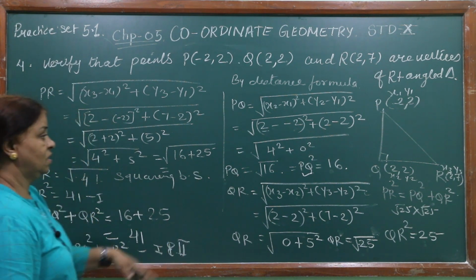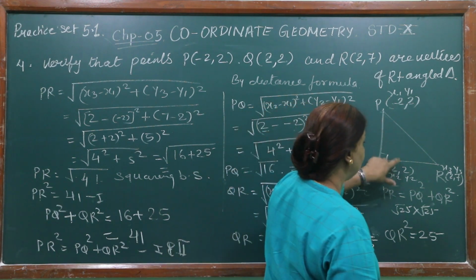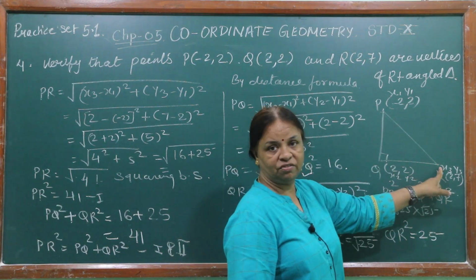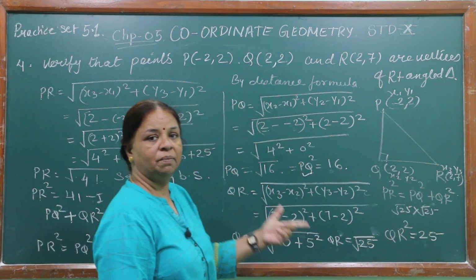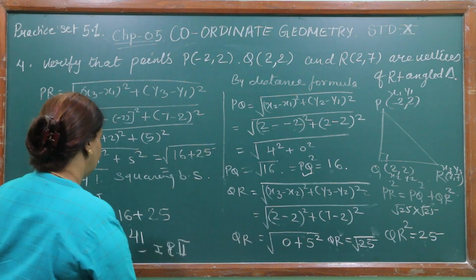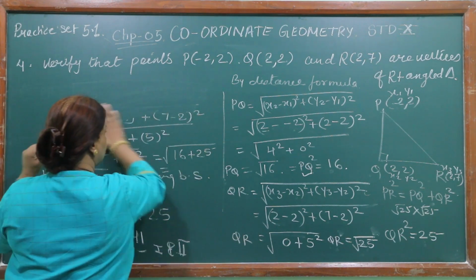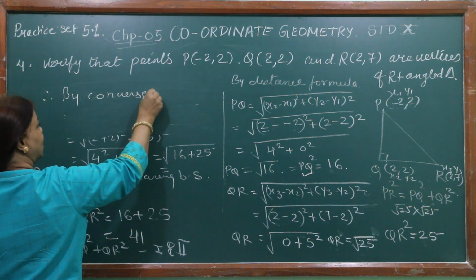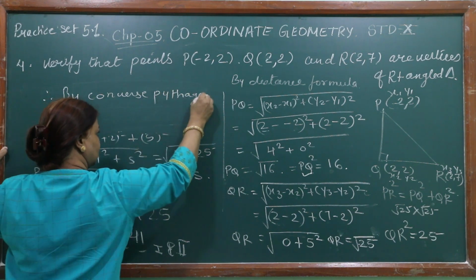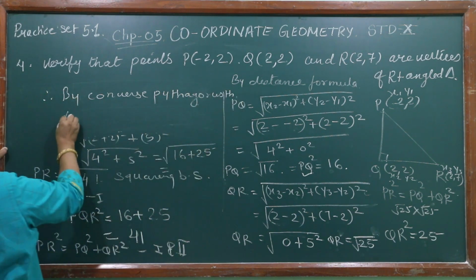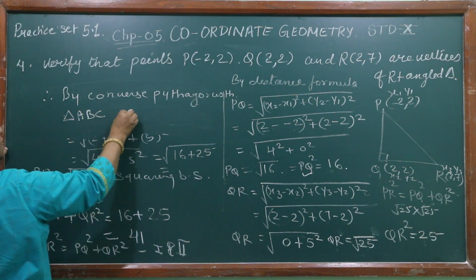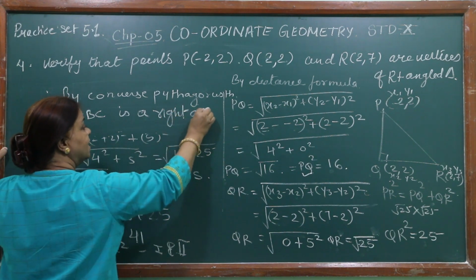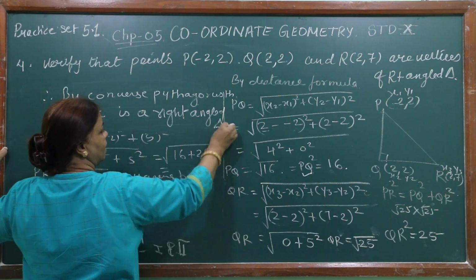If the sum of the squares of two sides is equal to the square of the third side of a triangle, then by the converse of Pythagoras theorem, this is a right angle triangle. So we can write here, therefore by converse of Pythagoras theorem, triangle PQR is a right angled triangle. Hence proved, children.